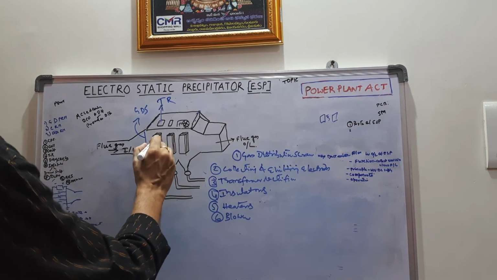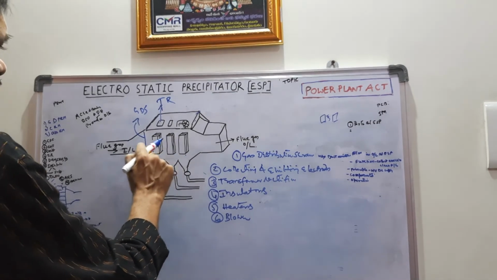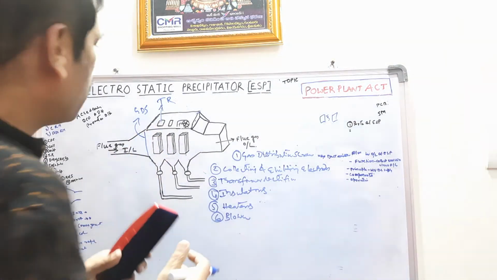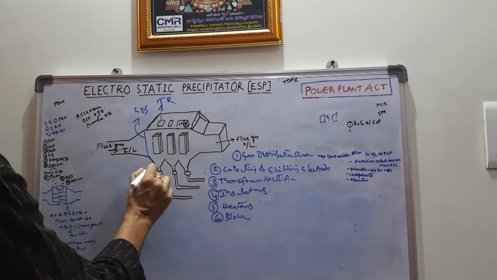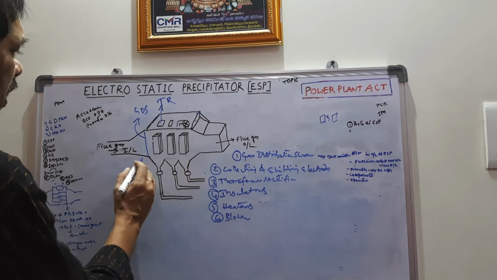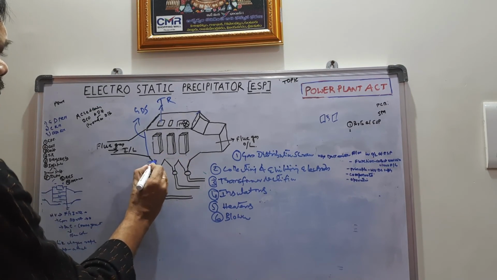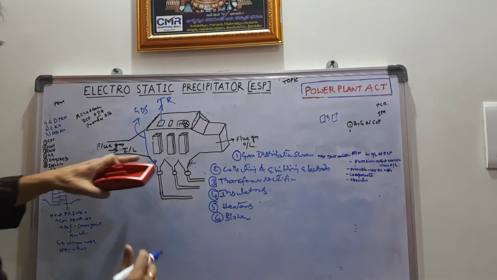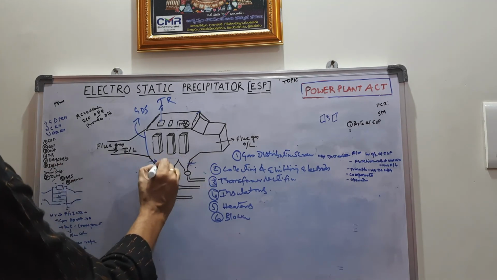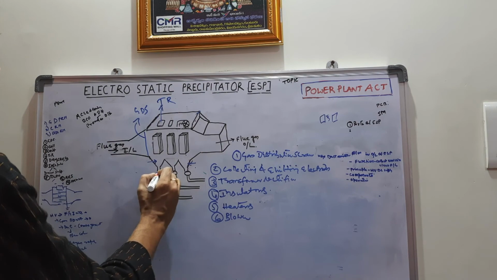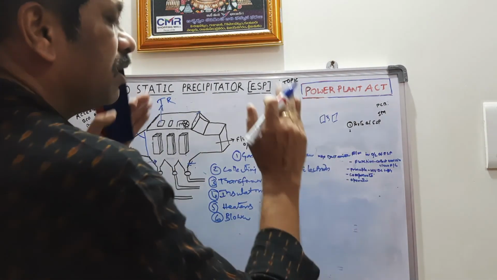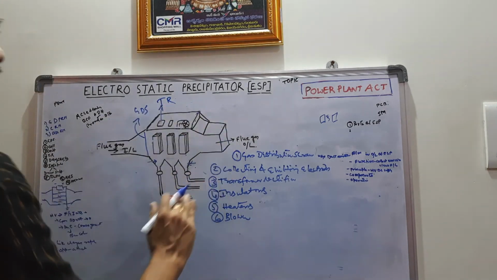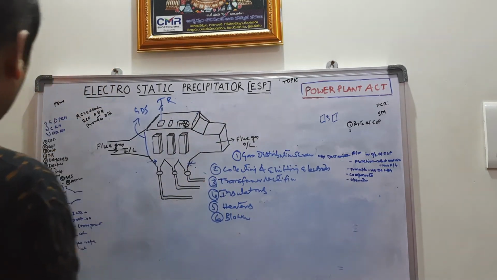after that these particles are dislodged by the rapping mechanism and hammering mechanism, and this dust is collected in the hoppers of the ESP. At the ESP, heaters are also provided so that free flow of ash is maintained, and the ash is conveyed through the ash handling system and collected in silos. So this is the functionality of ESP.